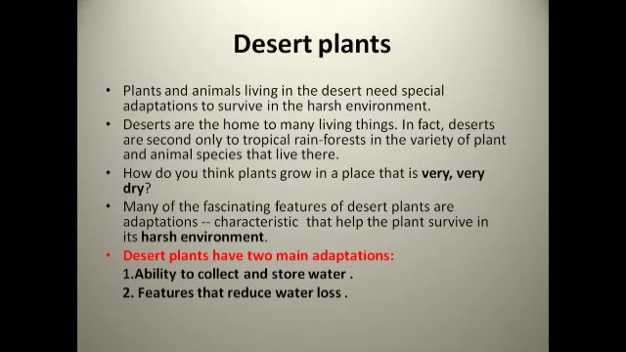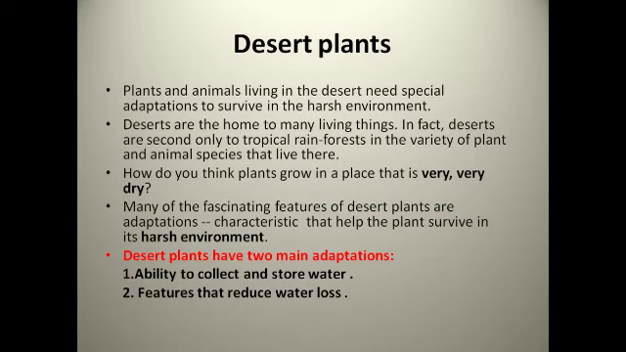Now, how do you think plants grow in a place that is very dry? We all know that water is very essential for the plant. But then how do they survive in such a dry place? The next point is: many of the fascinating features of desert plants are adaptations, characteristics that help the plant survive in its harsh environment. It means there are a lot of adaptations in the plants' features that help them survive in this harsh condition. We will discuss those features.